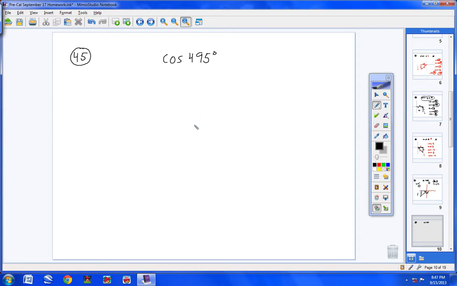All right, let's find the cosine of 495 degrees. Now, we're going to start right here and go around once. That's 360. Plus 90 more is 450. And then 45 more would be 495. So there is 495 degrees. Do you see that? So what's left over inside my triangle right here, my reference angle? It's 45 degrees. So I found the reference angle.